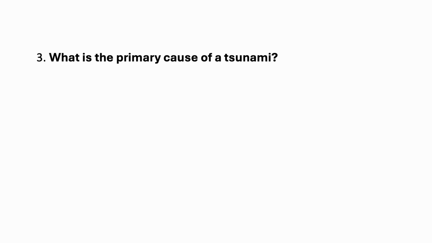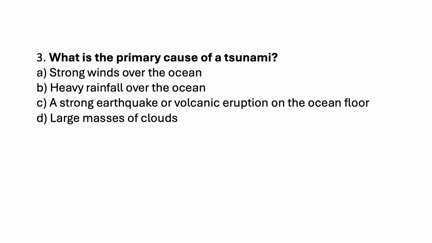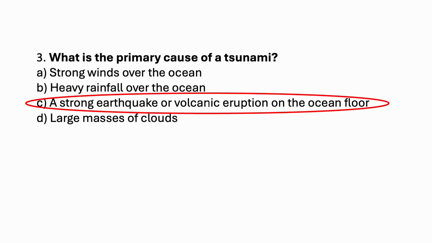Next one, what is the primary cause of tsunami? Options are strong winds over the ocean, heavy rainfall over the ocean, a strong earthquake or volcanic eruption on the ocean floor, large masses of clouds. Which is the correct answer? What is the primary cause of tsunami? The primary cause of tsunami is a strong earthquake or volcanic eruption on the ocean floor.